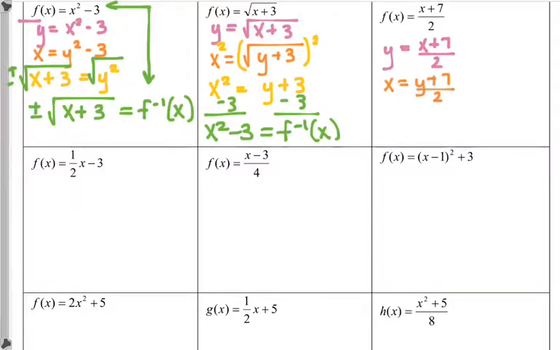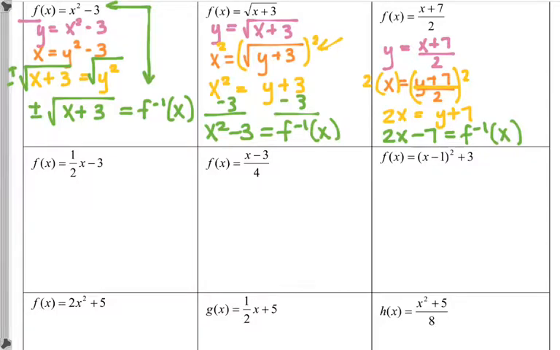To solve for y in this problem, I first have to make it so the entire side is not divided by 2, just like I had to make it so that the entire side was not square rooted over here. So to undo division, I'm going to multiply both sides by 2, which gives me 2x equals y plus 7, and then I'm going to subtract 7 from both sides, which gives me 2x minus 7 equals f inverse of x. So if ever you see an entire side having something done to it, you have to undo that before you can do anything else.